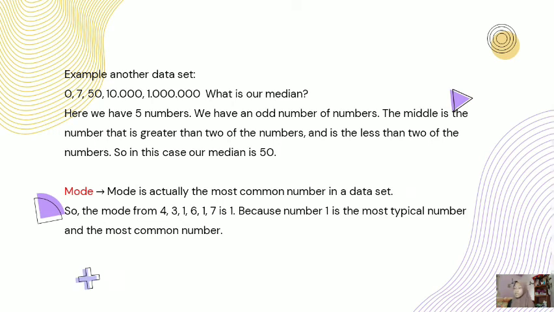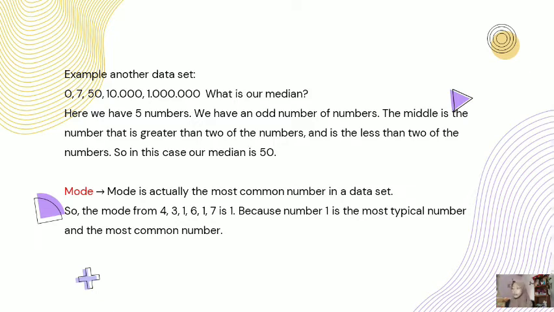Example, another data set: 0, 0, 7, 50, 10,000, 1 million. What is our median? Here we have 5 numbers, an odd number of numbers. The middle is the number that is greater than 2 of the numbers and less than 2 of the numbers. So in this case, our median is 50.